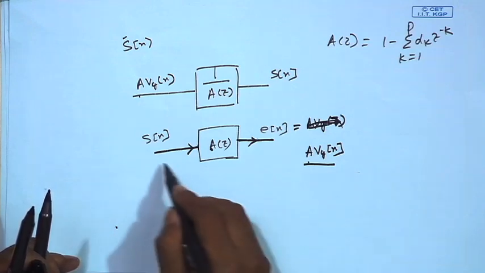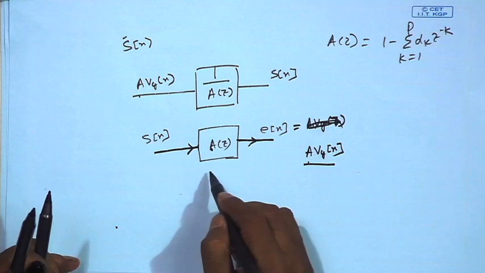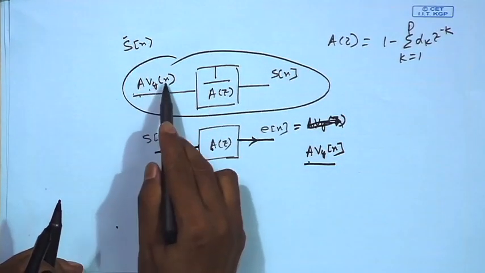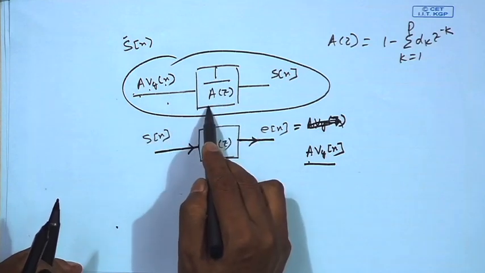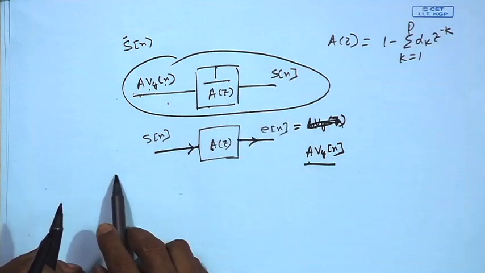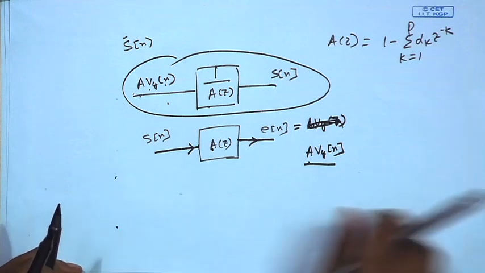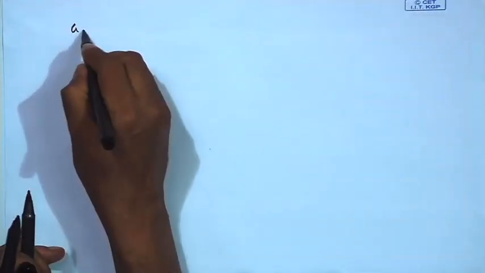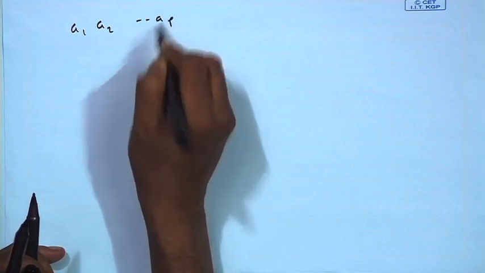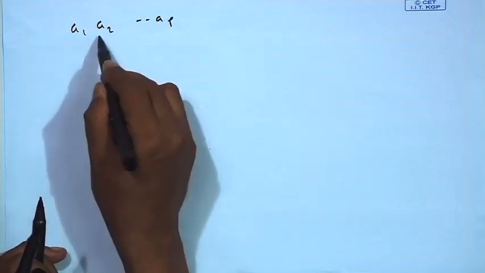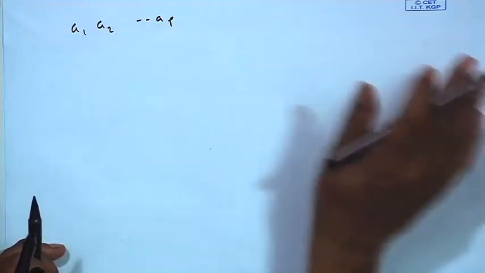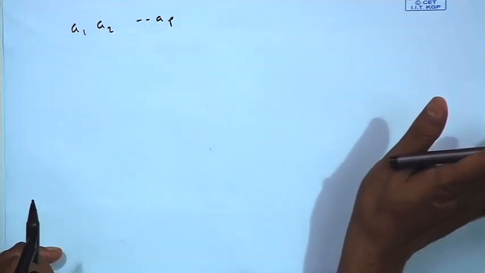If I do this one, this is called analysis. If I do this one, this is called synthesis. If I pass the error e[n] and implement 1 by A(z), I can estimate S[n]. Okay. Now, what does the principle boil down to? The principle is that I have to either estimate the values of A1, A2 up to AP, or if I know A1, A2 up to AP, I have to pass the error through 1 by A(z) to get the signal synthesis.